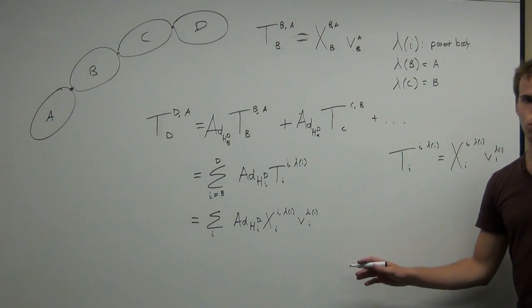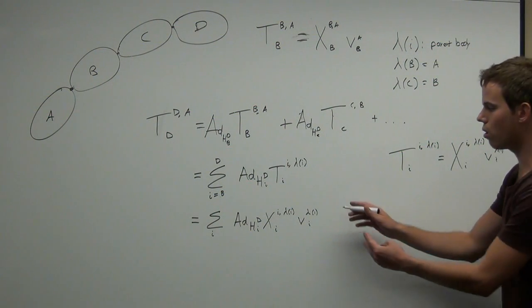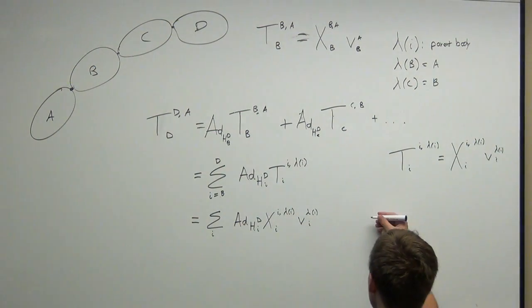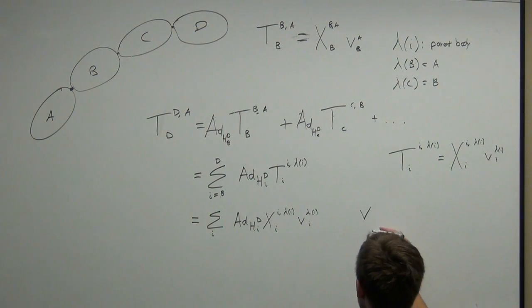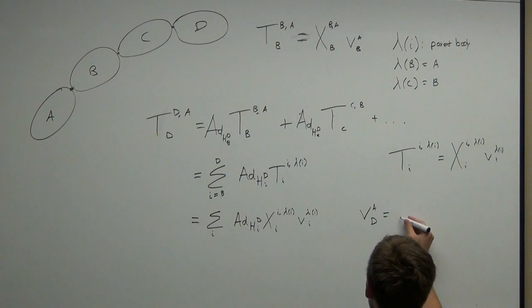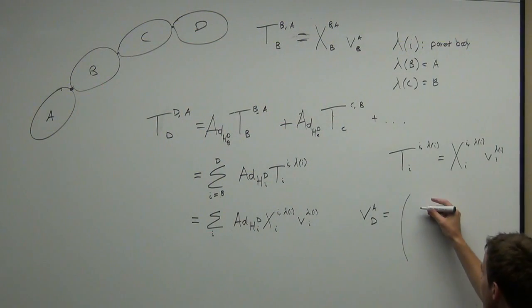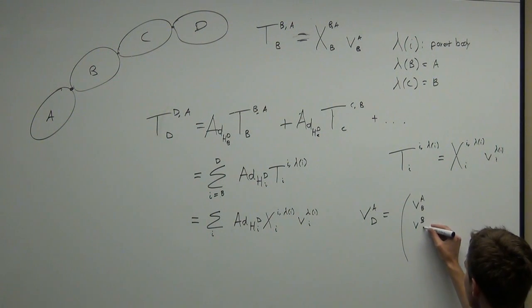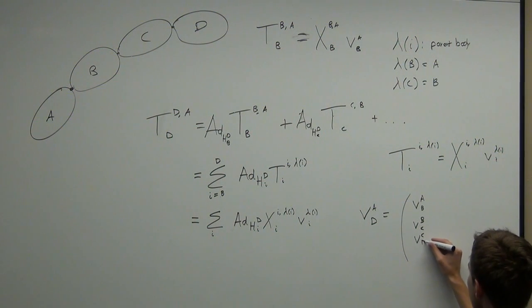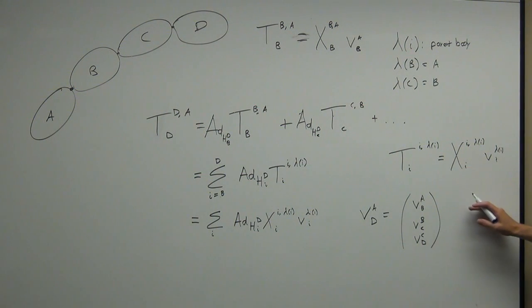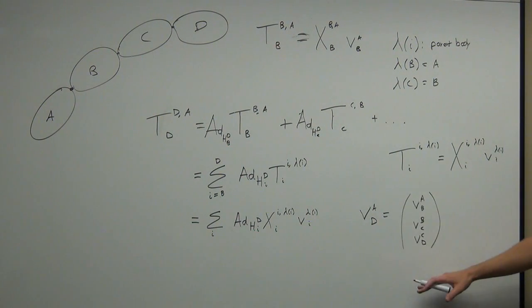So let's introduce a new vector. Let's just concatenate all of these individual joint velocity vectors and write V from D to A is basically just V A B, V B C, V C D. So it's all of these three joint velocities, one after the other, concatenated. So let's try to rewrite this equation in terms of this whole velocity vector.